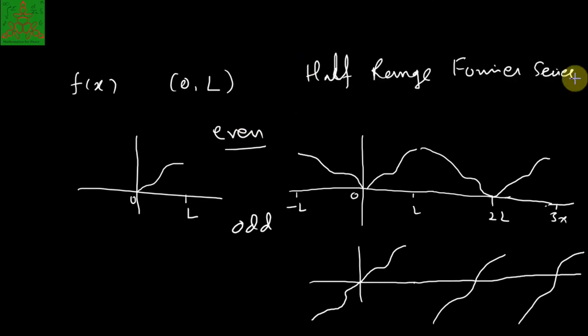There are two types of half range Fourier series. One of them is the sine Fourier series, another one is the cosine Fourier series. So let's give the definition of both these Fourier series. The first one is the sine series, I can say. It is also known as the half range sine series.